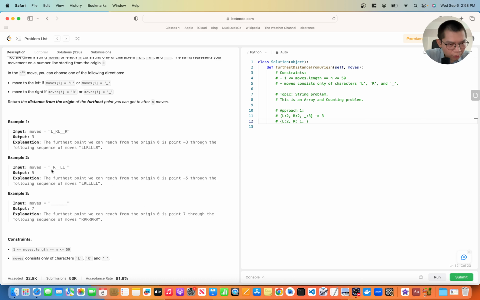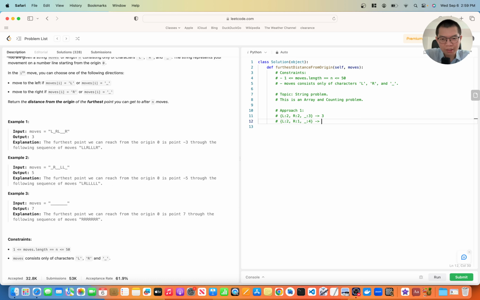Let me count that one more time. 1. Yep, you have 4. So underscores, you have 4 of these things. So left is 1, R is 1. So how can you get the answer 5?